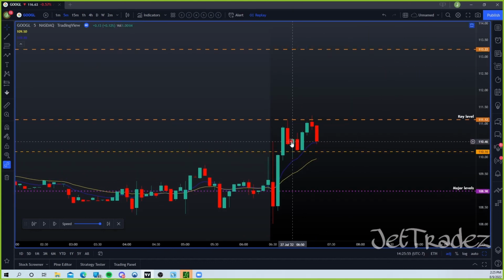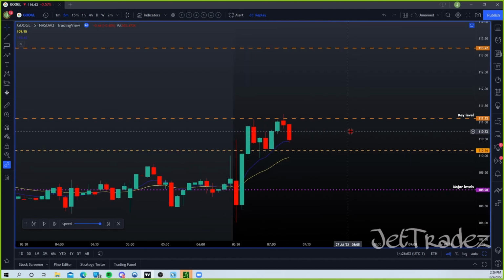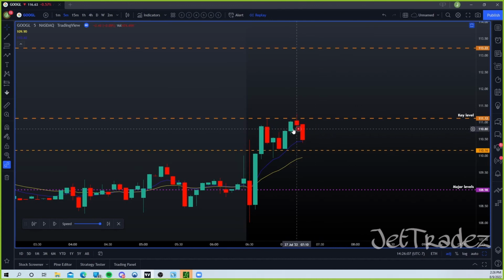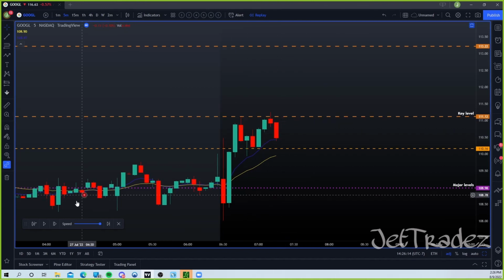I entered at this hammer. From here to there, that's $1.50. Usually they have good Delta on Google, probably like a 30 or 32, which is $32 per dollar. So if you have 5 contracts here, you would have made 115 bucks. Right? So now what do you do here?